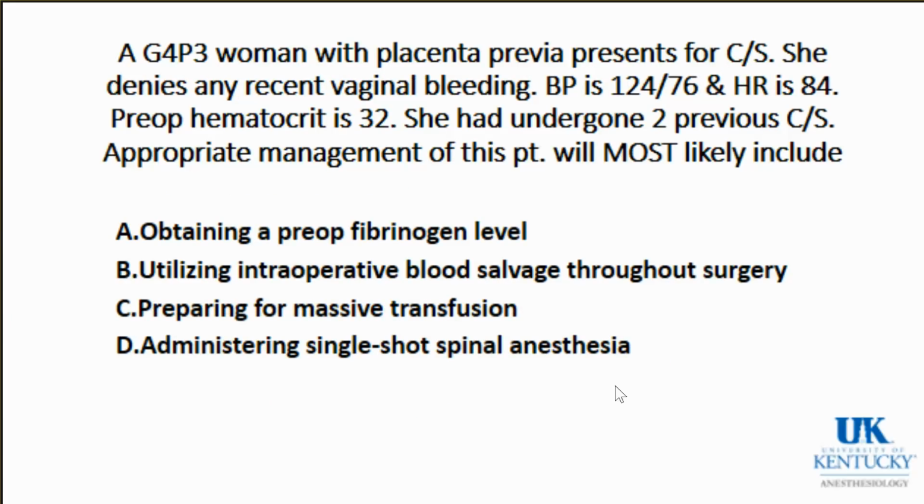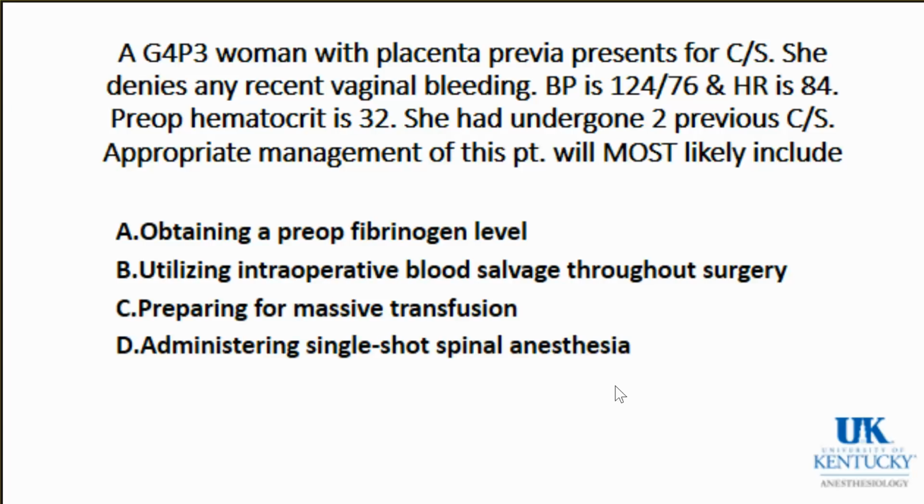You have a woman who's a gravida-4 para-3 with a placenta previa. She presents for C-section. Doesn't have any recent vaginal bleeding, normal blood pressure, vital signs. Pre-op crit's good. She's had 2 prior C-sections. So what is your management going to most likely include in this patient?